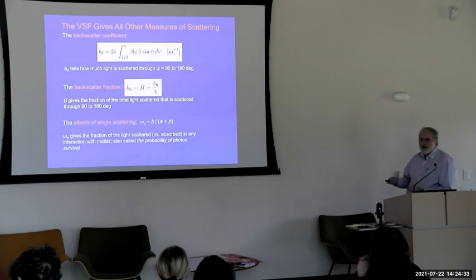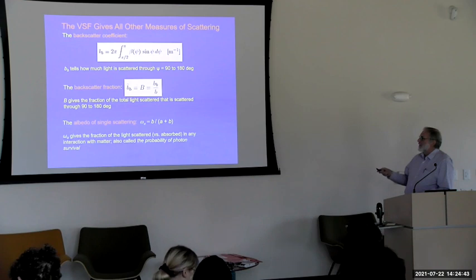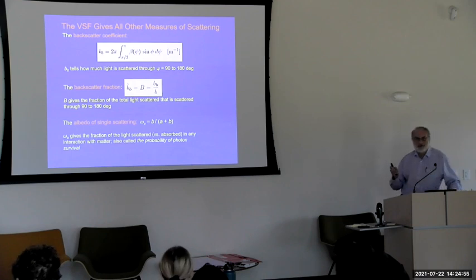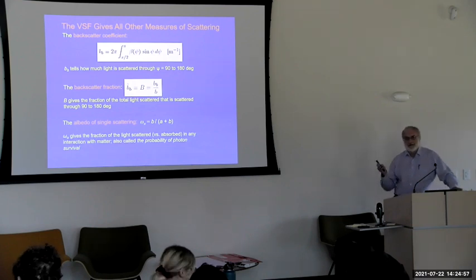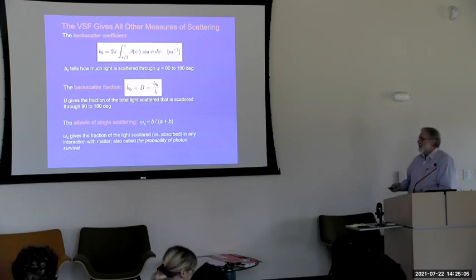Likewise, if you want the backscattering coefficient, you just integrate from 90 degrees to 180, or pi over 2 to pi. Same equation, different limits on the integration. There's something very useful called the backscatter fraction. That's the ratio of the backscatter coefficient to the total scattering coefficient. Typically in the ocean, for phytoplankton, it might be 0.5%. For mineral particles, it might be 3 or 4%, but typical backscatter fraction values are in that few percent range.